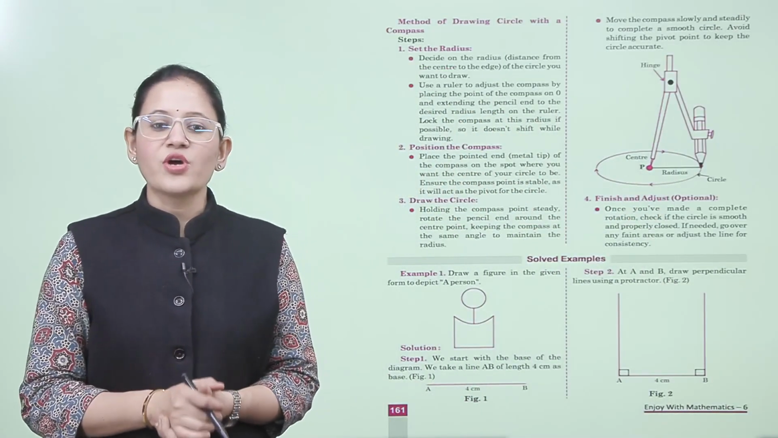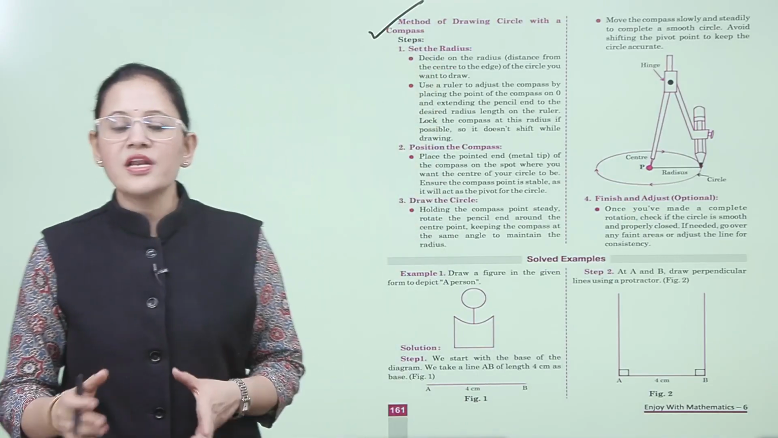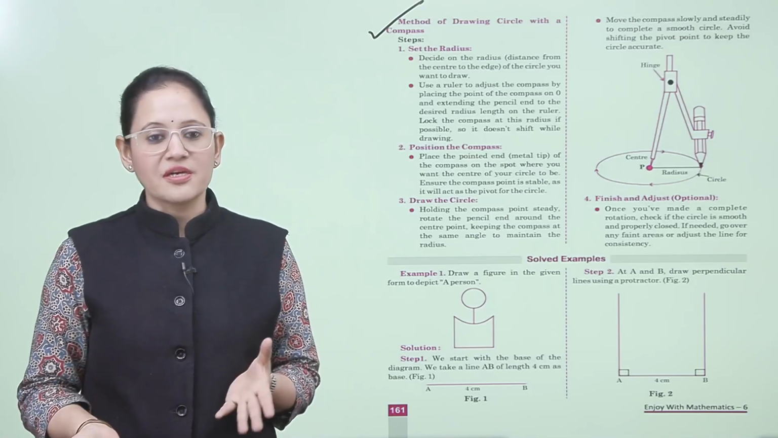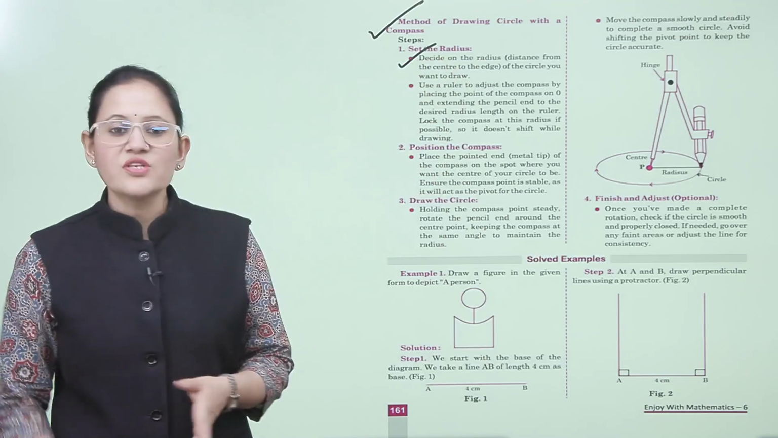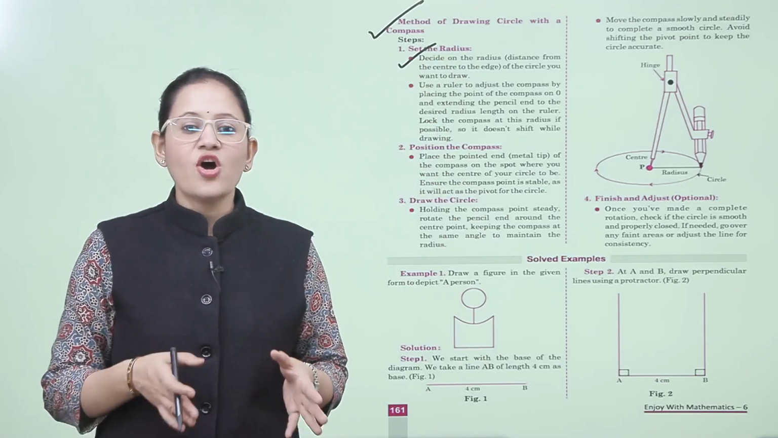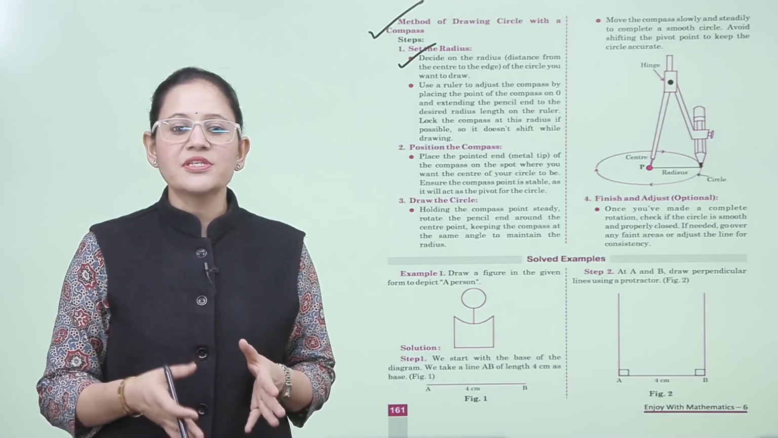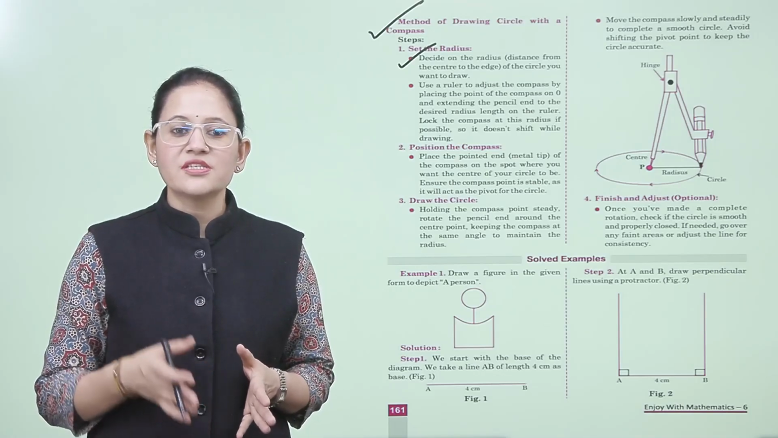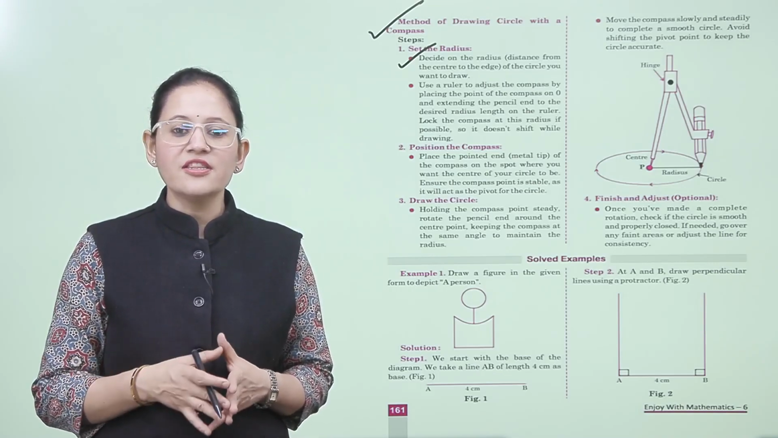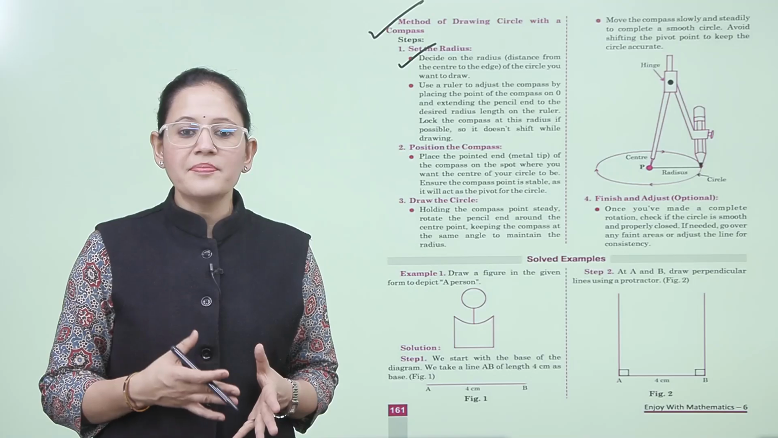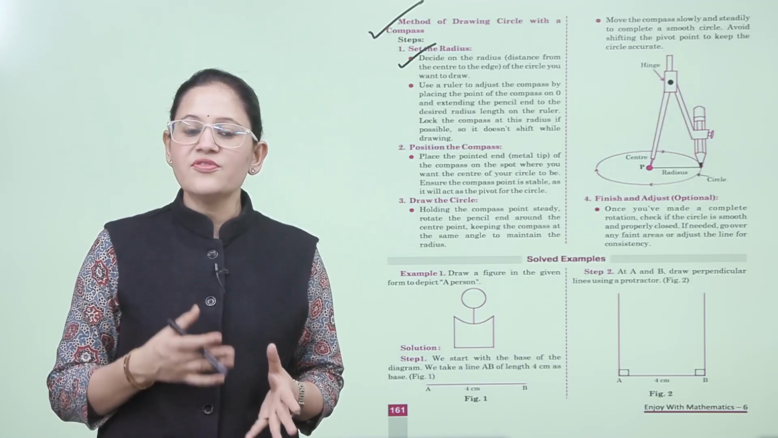Next is the method of drawing circles with a compass. So, now we learn how we can draw a circle using a compass. Steps: set the radius. First we have to decide the radius of the circle we want to draw. Use a ruler to adjust the compass by placing the point of the compass at 0, extending the pencil to the desired radius length on the ruler. Lock the compass at this radius if possible, so it doesn't shift while drawing.